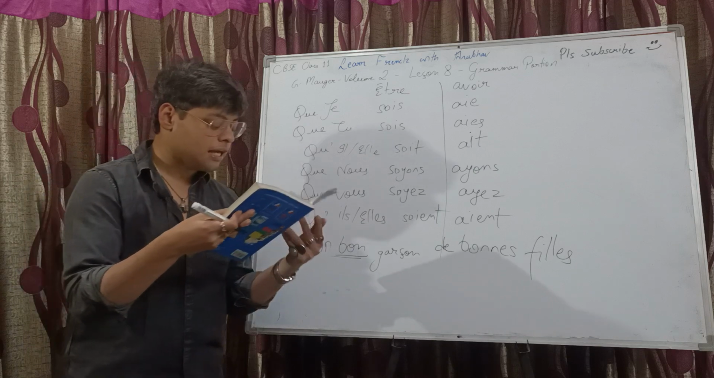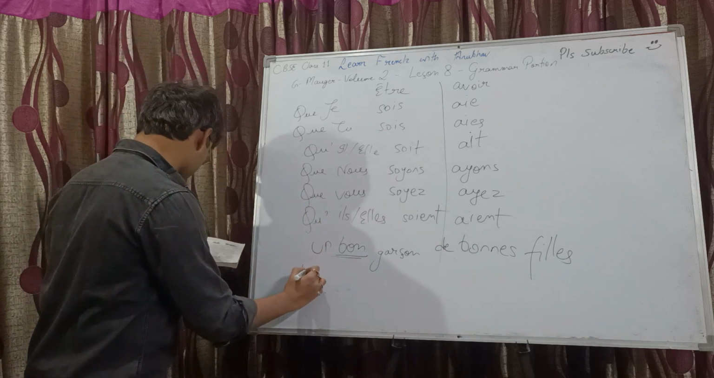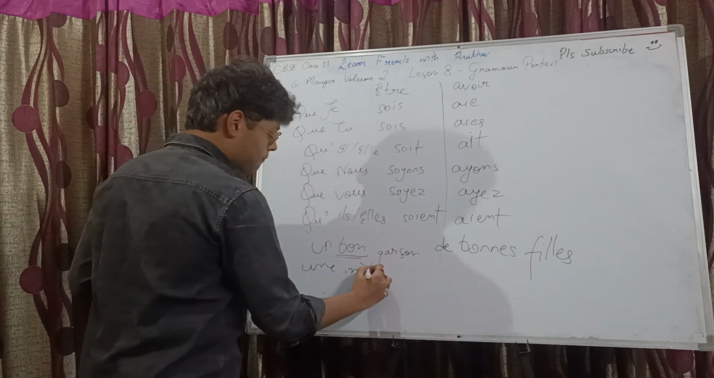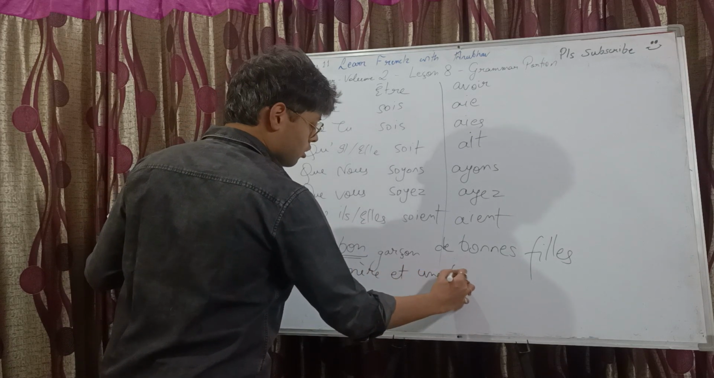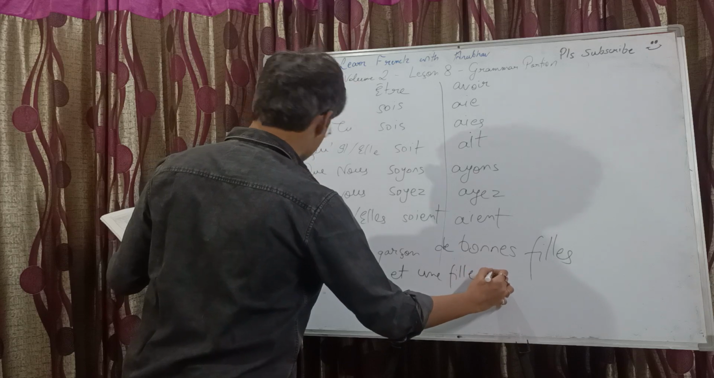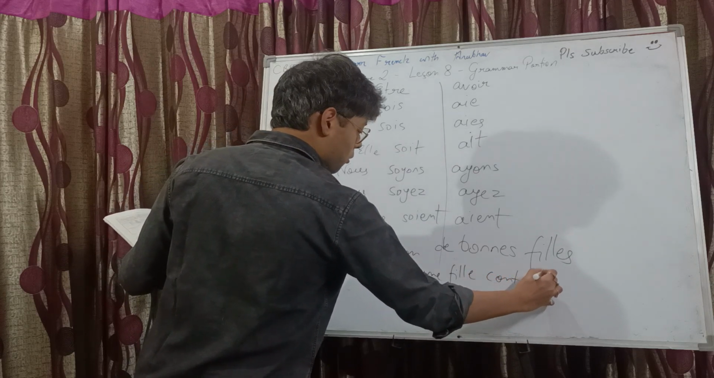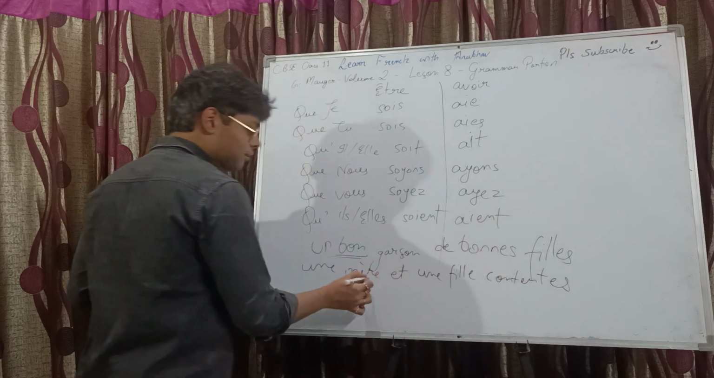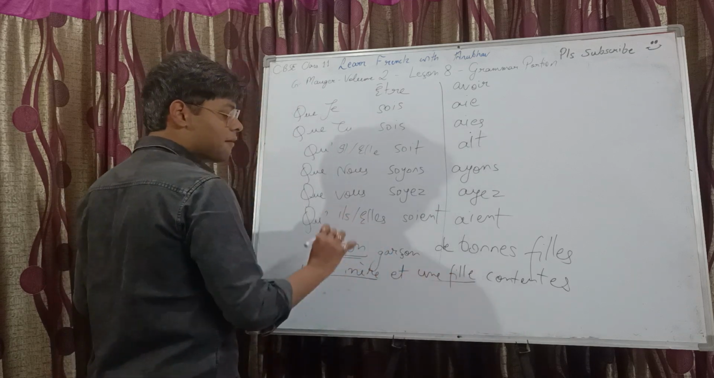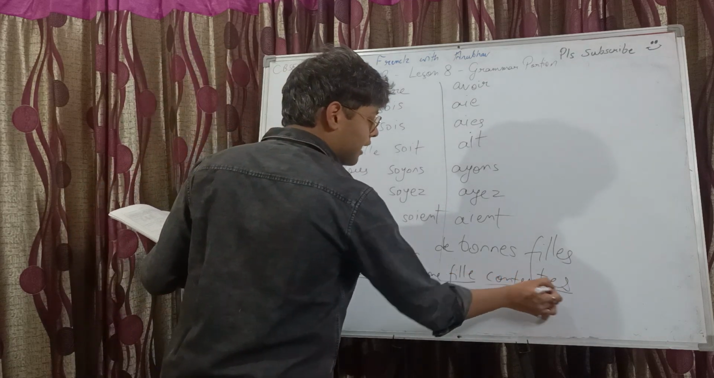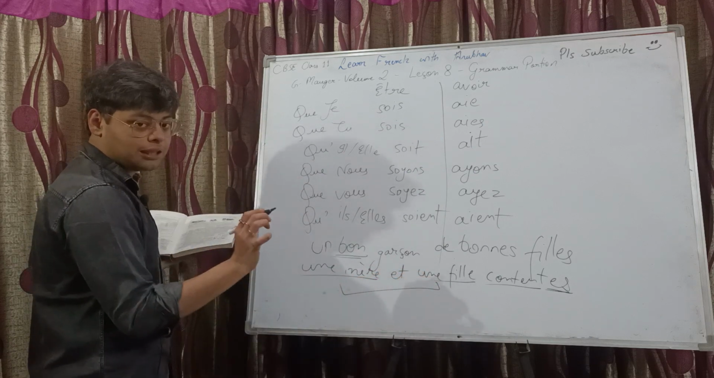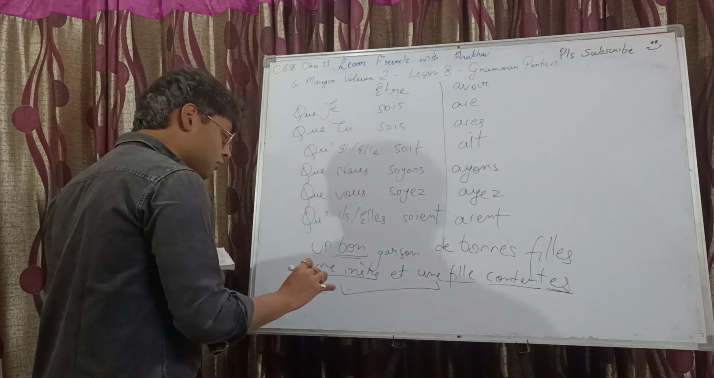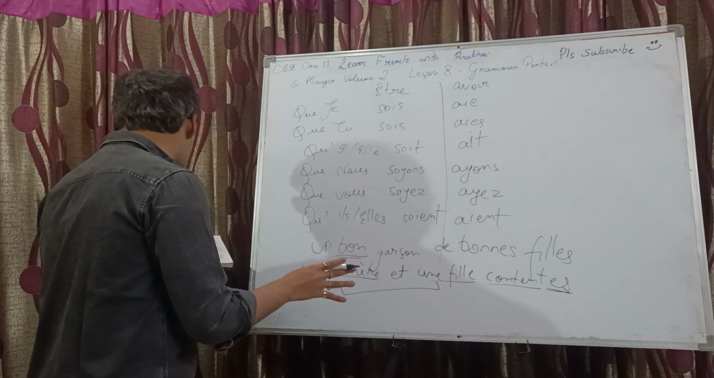The example given here is une mère et une fille contente with es, because une mère is feminine, une fille is feminine, and contente hence will have an extra e and an s, because these two together form a plural noun, right? A plural subject on which we have the adjective, right?